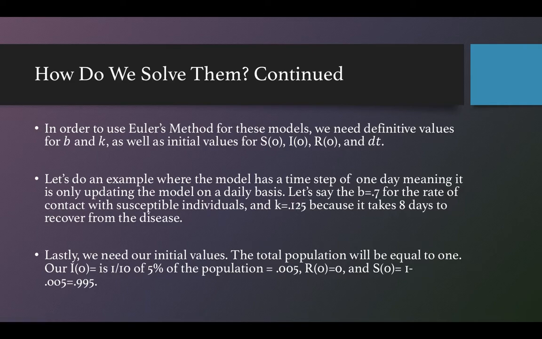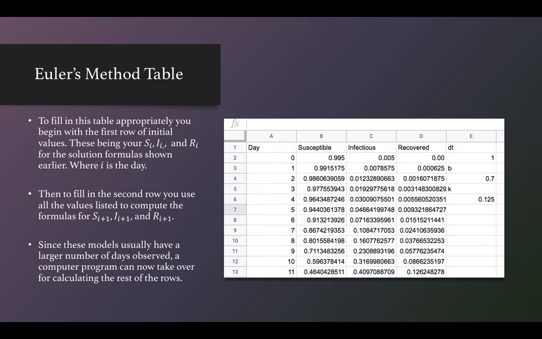So these can be done by hand if you're practicing with a small number of days observed, but realistically an application like this would run on a computer program because typically they're observing over a large number of days. So here we actually did it in a computer program, and this is just an Euler's method table essentially. So to fill in this table appropriately, you have to begin with the first row of initial values. Those were given to us.